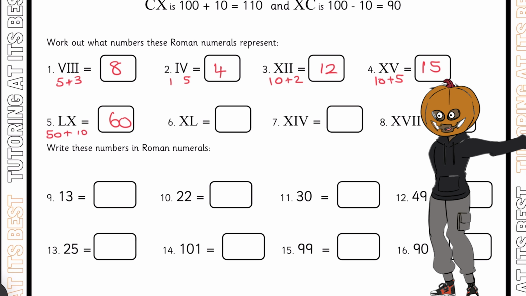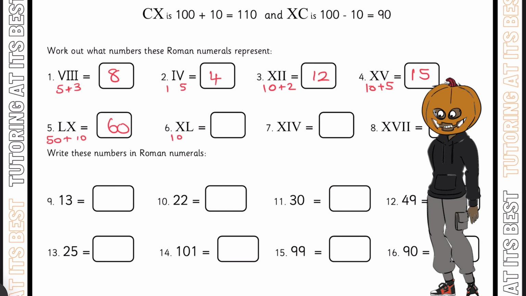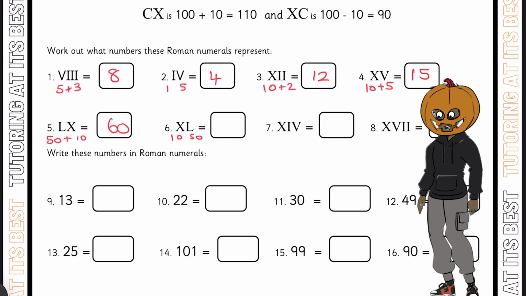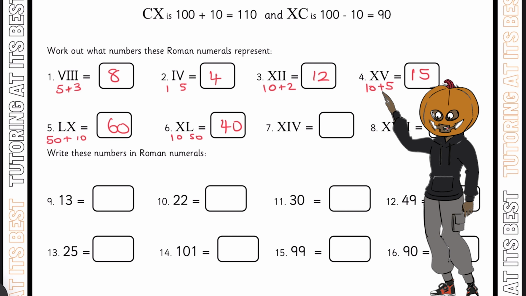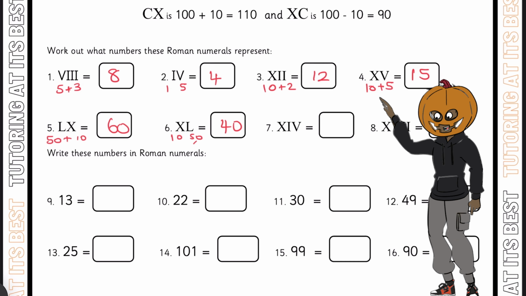However, it's now swapped over. So we've got our 10 here and we have our 50 here, but because 50 is a larger one and that is after, we have to subtract. So that gives us 40. 50 take away 10.